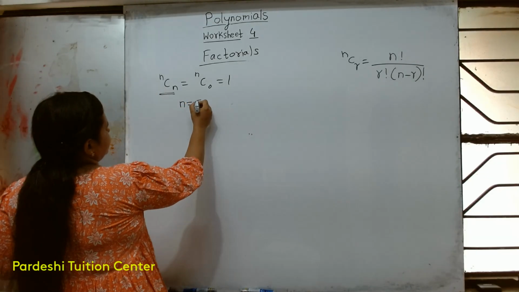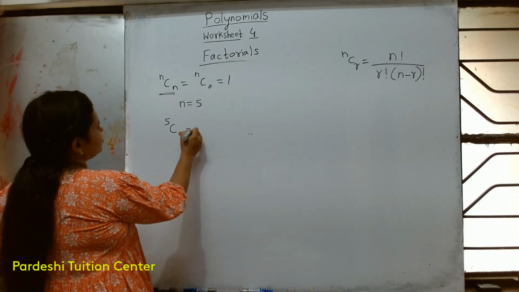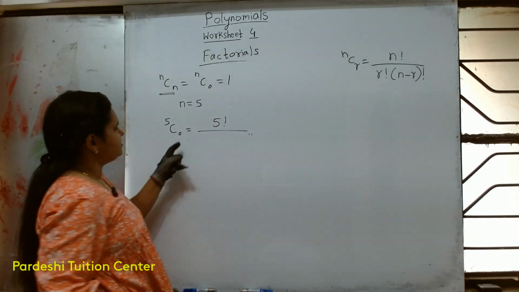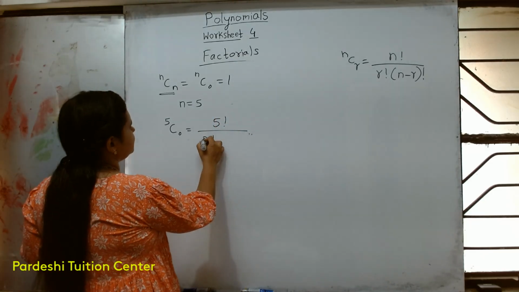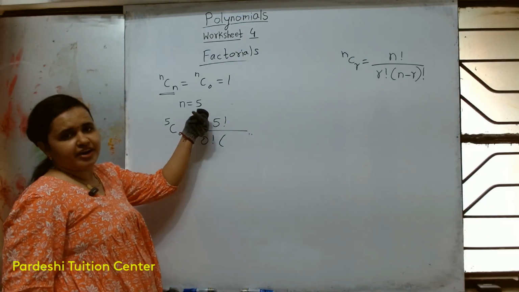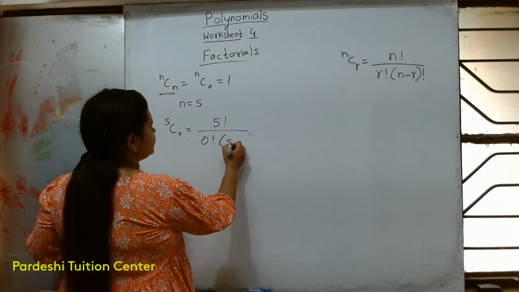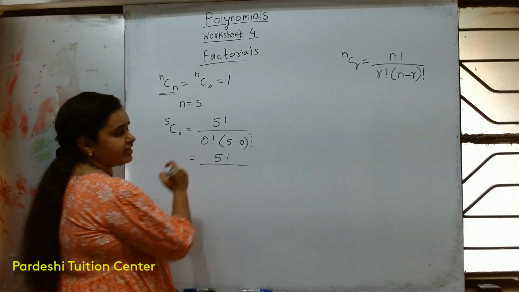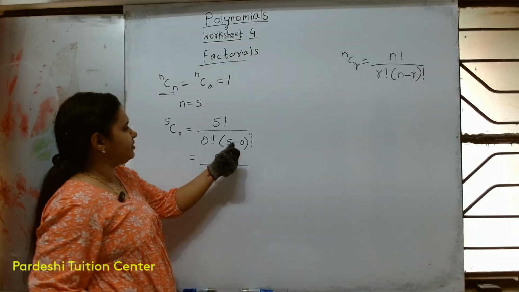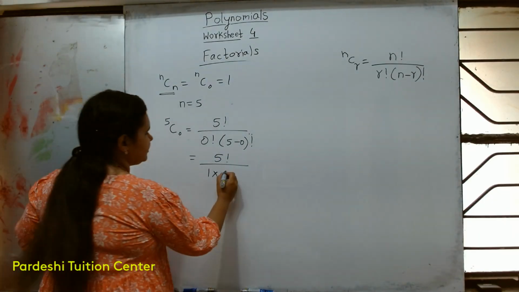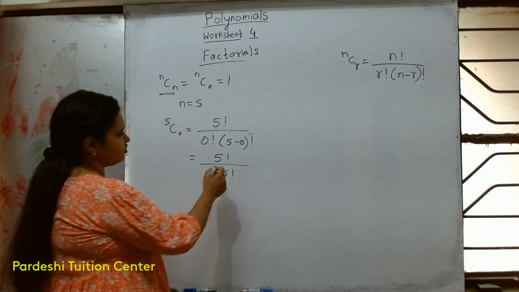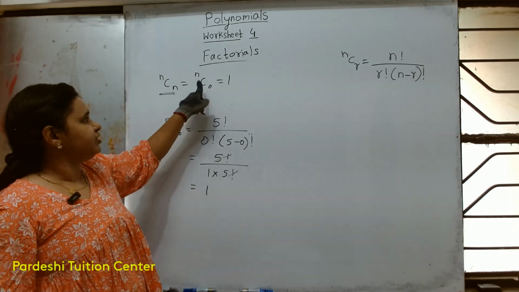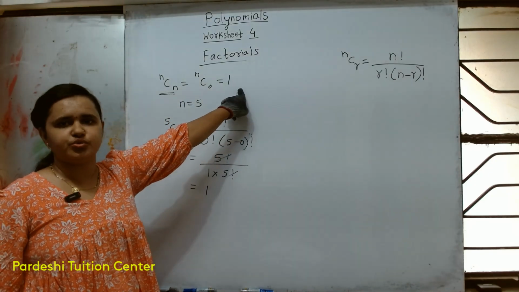If I take n as 5, it will be 5C0. According to that formula, it will be 5 factorial upon r factorial, here r is 0, so 0 factorial, and n minus r means 5 minus 0, so 5 minus 0 factorial. So 5 factorial upon 0 factorial is 1, so it will be 1 multiplied by 5 minus 0 is 5, so here it will be 5 factorial. Again 5 factorial and 5 factorial will get cancelled, and 1 upon 1 is 1. So nC n equals nC0 equals 1 is true, okay.